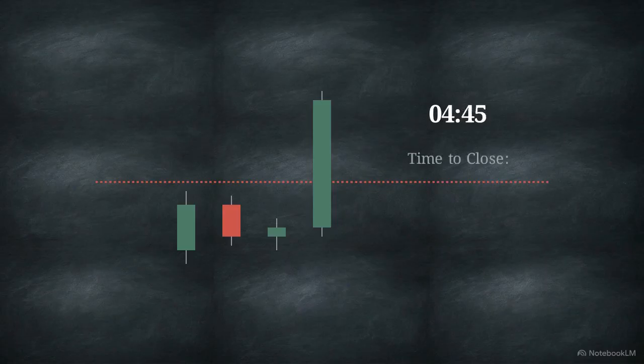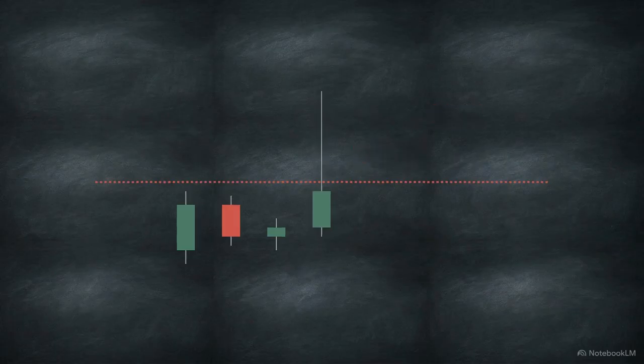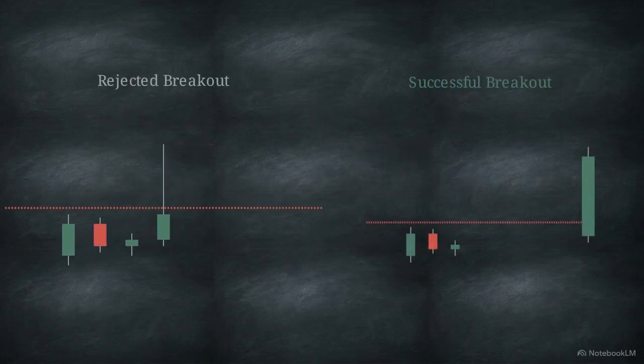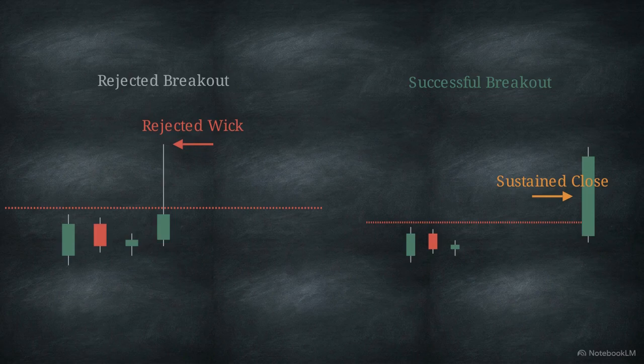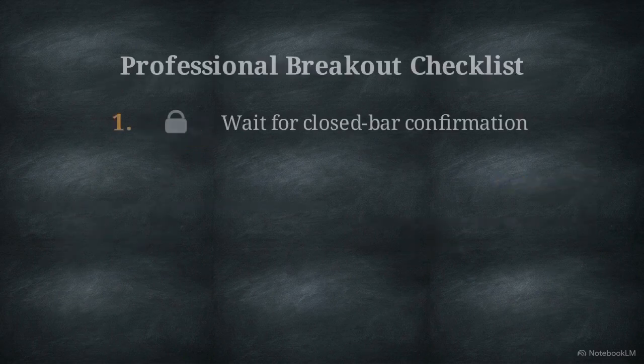Let's replay that initial green spike through resistance from the perspective of a disciplined professional. Using closed bar confirmation, they wait for the clock on that specific period to expire. When the timer hits 0, the candle closes below resistance, exposing the trap. Real market acceptance occurs when the core of the trading activity, the candle body, manages to sustain a close beyond the resistance zone. These 3 criteria form the breakout checklist.